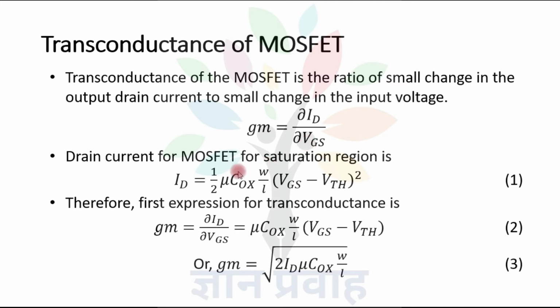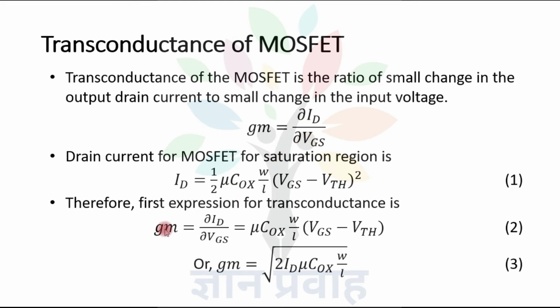Therefore, the saturation drain current is ID equals 1 upon 2 mu Cox W by L (VGS minus VTH) whole squared. Here mu is mobility, Cox is oxide capacitance, W is channel width, L is channel length, VGS is the gate to source voltage, and VTH is the threshold voltage of the MOSFET device. So for finding the transconductance, we simply differentiate this ID equation with respect to VGS.